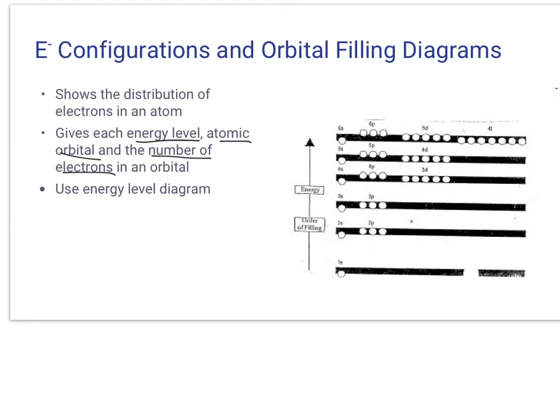To help us determine the electron configuration, we are going to use what is known as an energy level diagram, which is the diagram here on the right. If you flip your periodic table over, you will find a diagram similar to this, which you will want to be using.